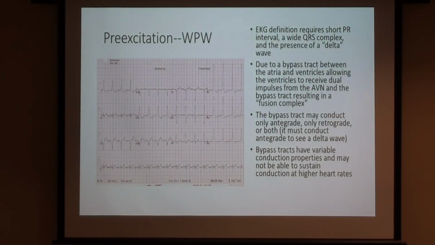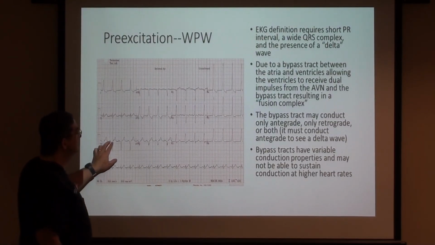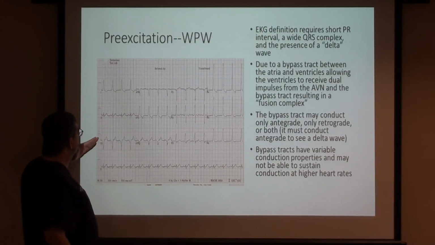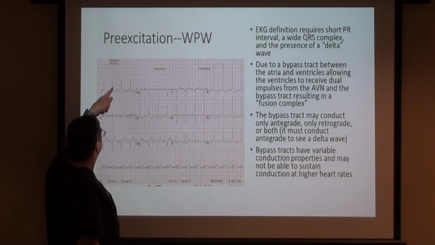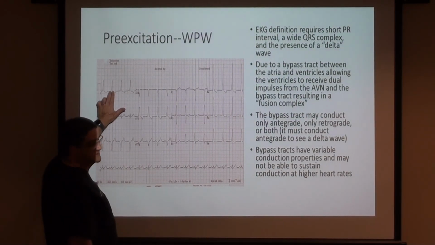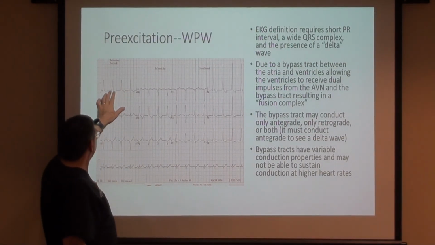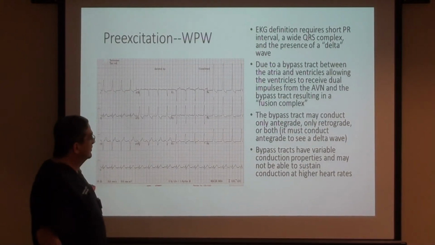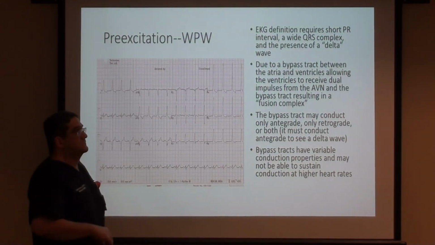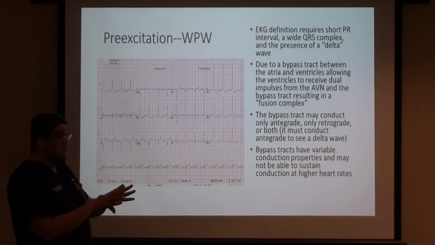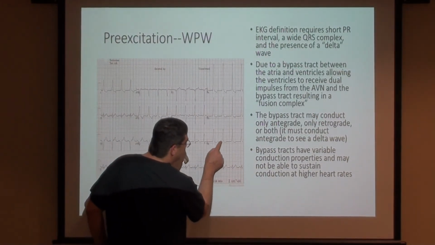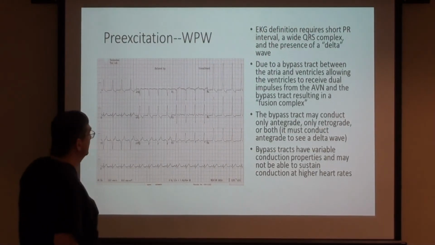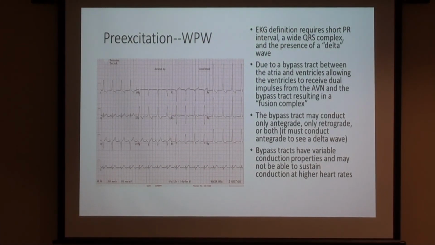requires the presence of a so-called delta wave. Classically, it's described as a short PR interval with a wide QRS, and then there's this sort of upsloping right from the end of the P wave into the QRS that makes the QRS interval long. It's really just that the ventricle is getting an impulse from 2 places, from the bypass tract as well as the AV node. And this sort of upsloping aspect of the QRS is called the delta wave.